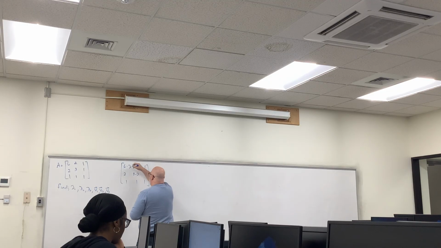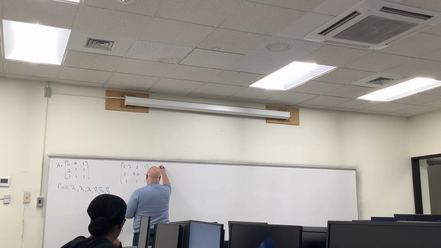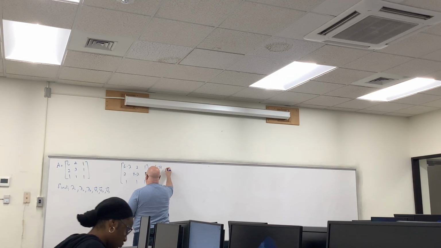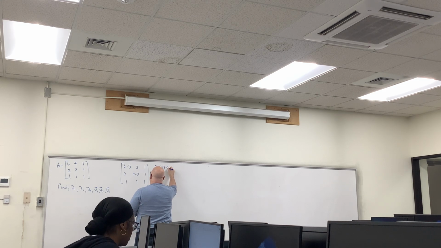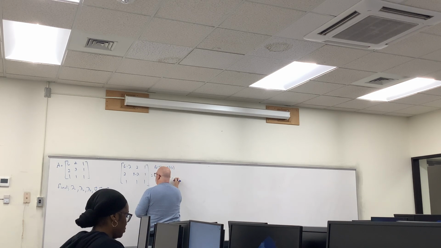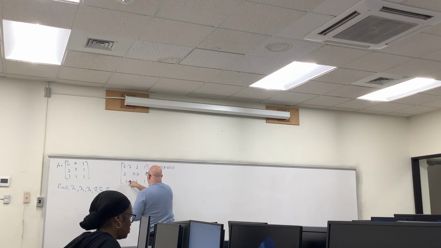So the first diagonal is this one right here. So it's 6 minus lambda times 3 minus lambda times 1. Then our next diagonal is 2, 1, 1 right here.